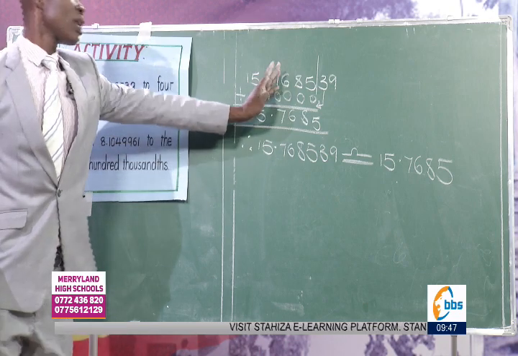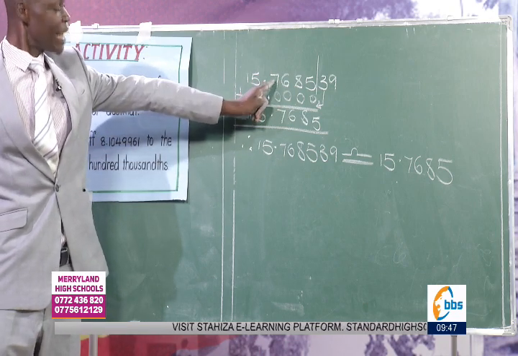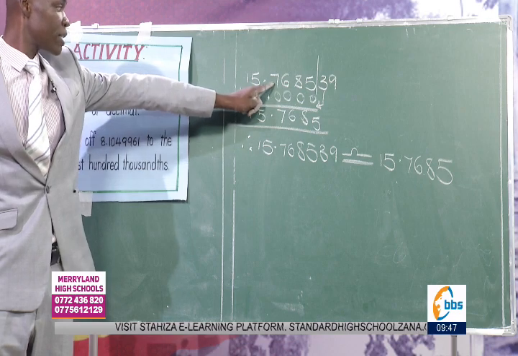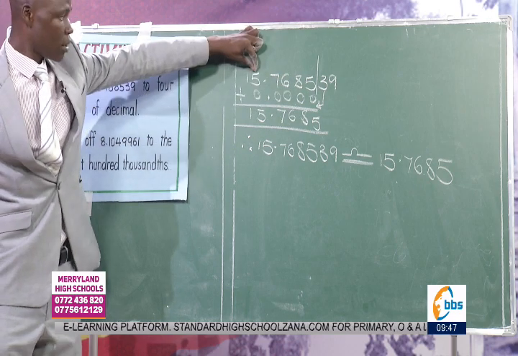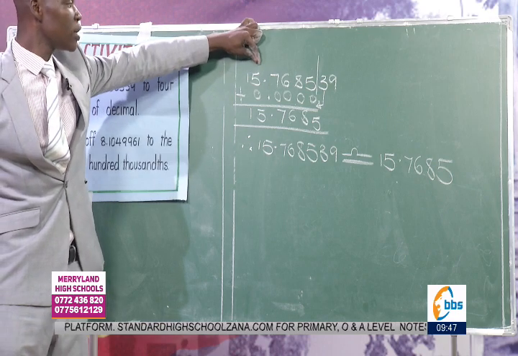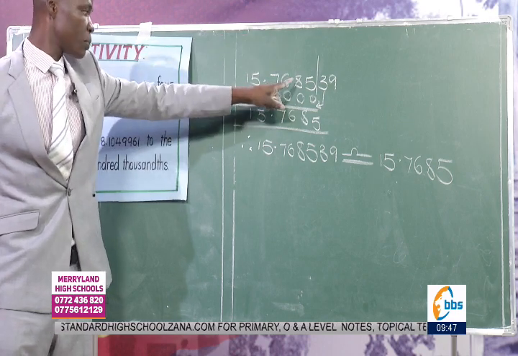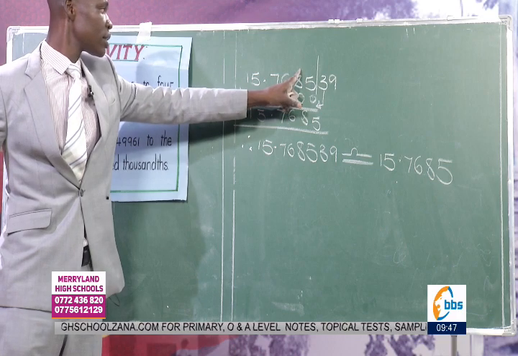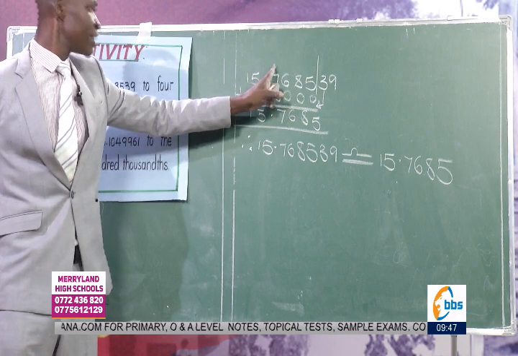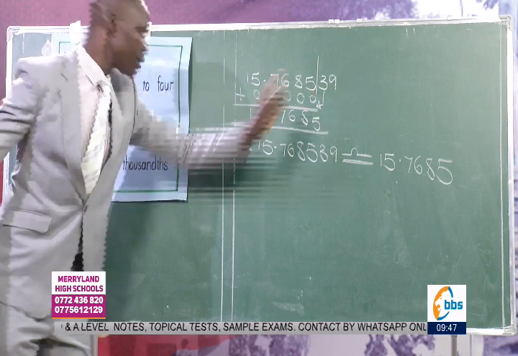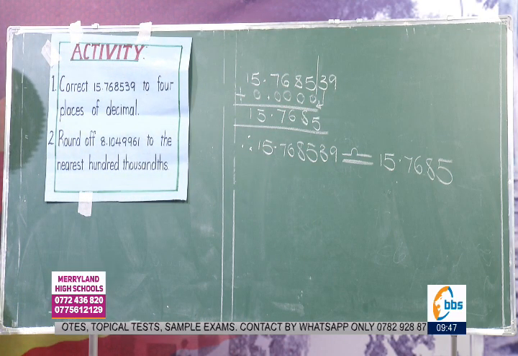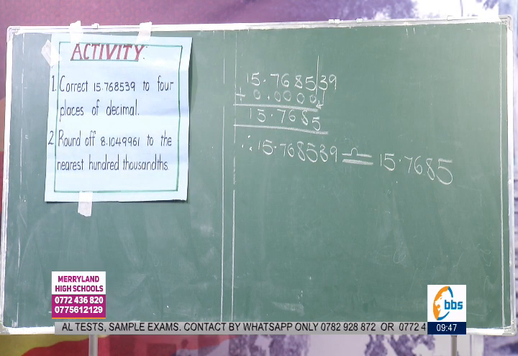Giving place values, you have understood. The first digit after the decimal point is supposed to be the place value of tenths, because ones remains here. Ones is a whole number, so those digits after a whole number are the decimals. Ones, tens, hundreds, thousands. Ones, tenths, hundredths, thousandths, ten-thousandths. We have corrected it to 4 places of decimal.